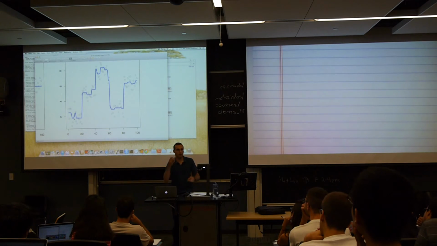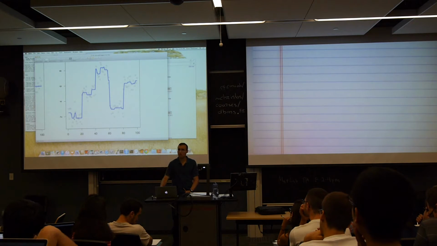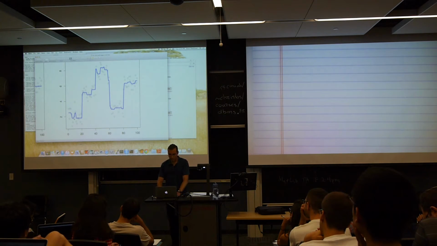And this was lambda equals 0.8. I just chose 3 values of lambda for no particular reason. And you can see that actually there's too much adaptivity. There are too many breakpoints.